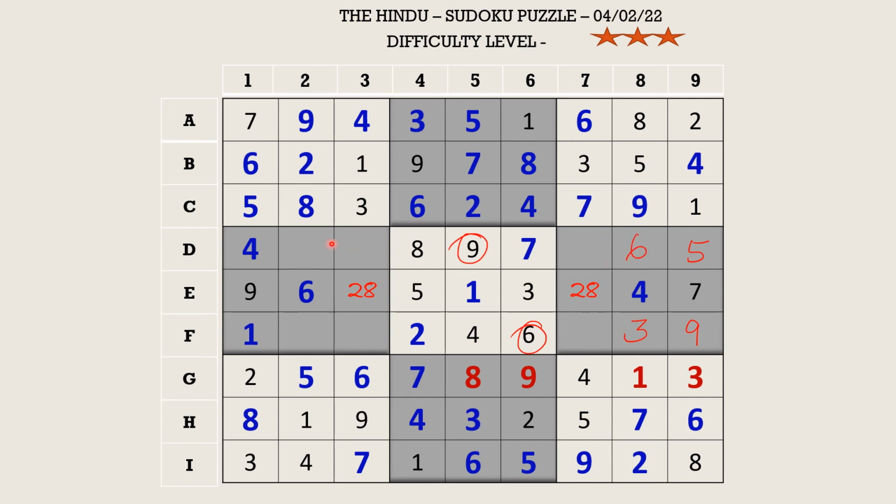In column 2, the missing numbers are 7 and 3. There is a 7 in D row. So D2 takes 3 and F2 takes 7.